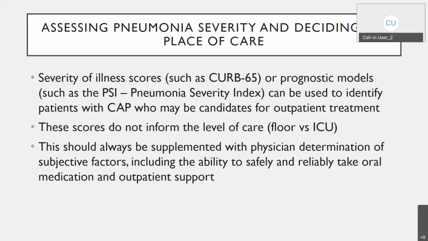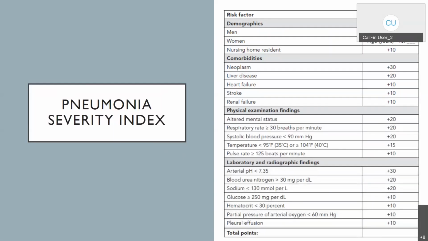So this is the Pneumonia Severity Index. It's based on a number of different factors, including demographics, comorbidities, physical exam findings, and lab and radiograph findings. As you can see, a downside of it is that it's pretty cumbersome. There's a lot of different things to remember, and they have different point values.